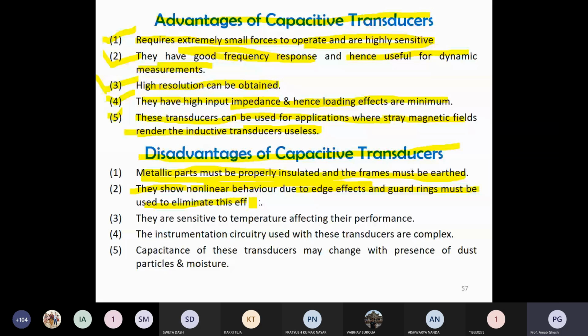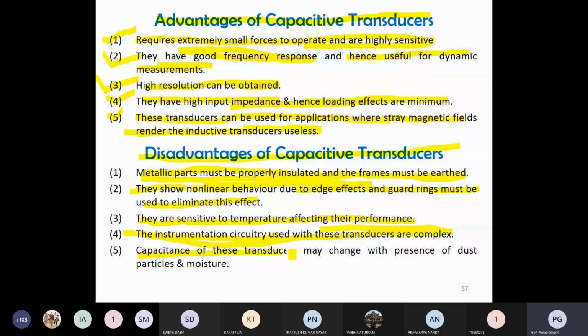They are also sensitive to temperature, which affects their performance. Most instruments are temperature sensitive, so definitely there will be an adverse effect on performance due to temperature. The instrumentation circuitry used with these transducers is complex, so a lot of complicated work is involved. If the temperature suddenly changes there will be effects, which is common sense. The circuitry is quite complicated.